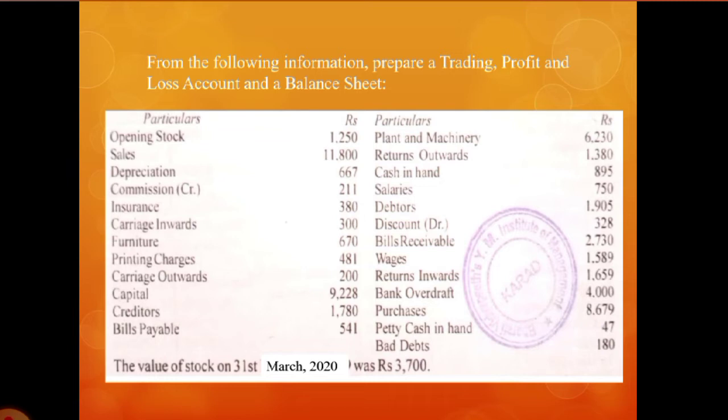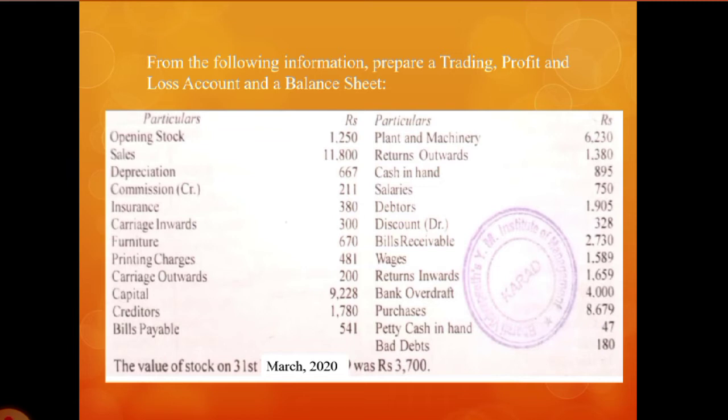Sales. Now sales is a direct income of a business and therefore it will be shown on the credit side of your trading account. Depreciation is an indirect expense, so it will be shown on the debit side of profit and loss account. Now commission (CR) means credit, that means this is commission received. Now commission received also is an indirect income of the business and therefore it will be shown on the credit side of profit and loss account.